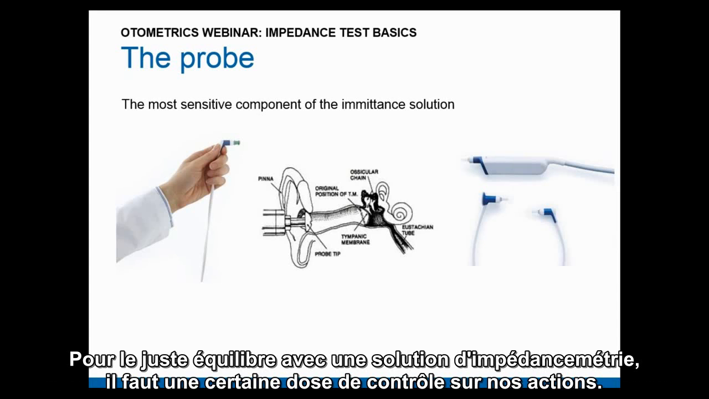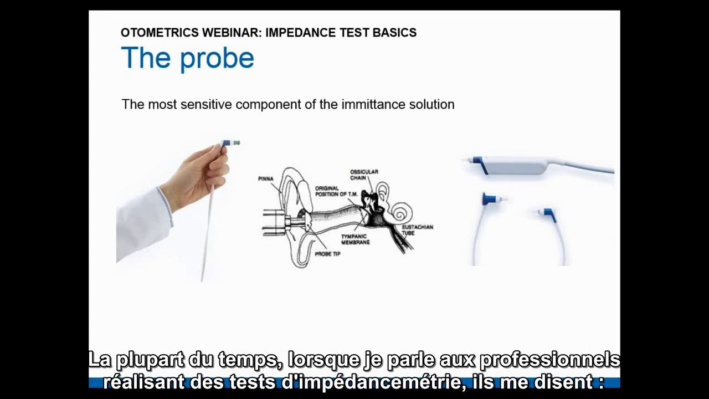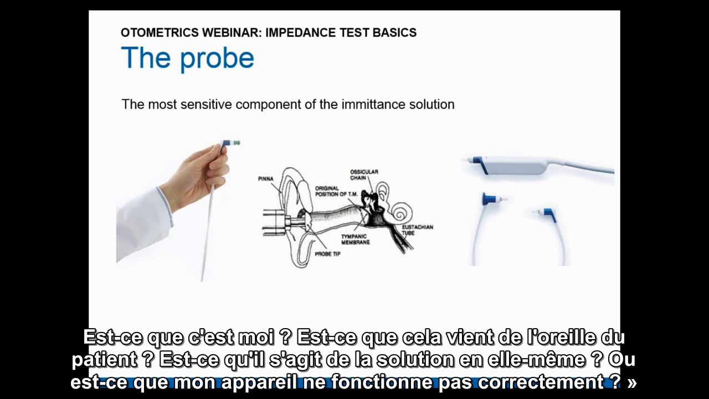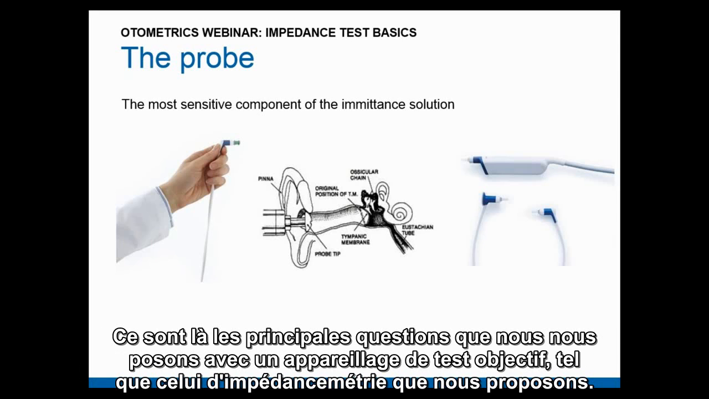And to find some kind of balance from an immittance solution, we need to have some kind of control of what we are doing. Most of the time when I talk to professionals performing immittance testing, they tell me, yeah, no problem with the immittance solution, except that sometimes I'm not able to reach the sealing. And how is it possible? What is the problem? Is it about me? Is it about the ear of the patient? Is it about the solution itself? Or is it my device which is not working properly? And that's actually the main questions we can have with an objective testing solution like the immittance we are providing.